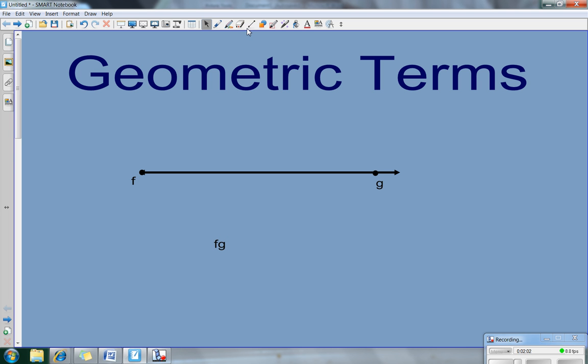When making the symbol for a ray, we draw a picture of a ray above it, making sure that the side with the endpoint is on the exact same side. If my ray went the other direction and G was my endpoint, and it went on forever and ever through F, I would have to make sure that my symbol was going the other way for my ray FG.